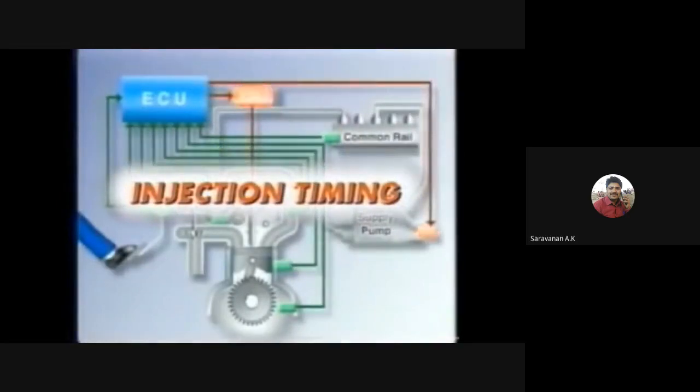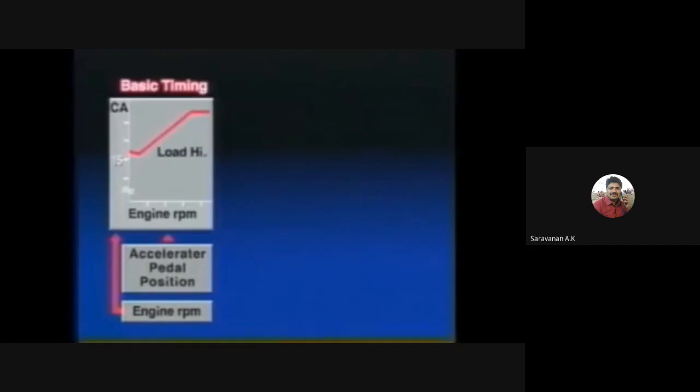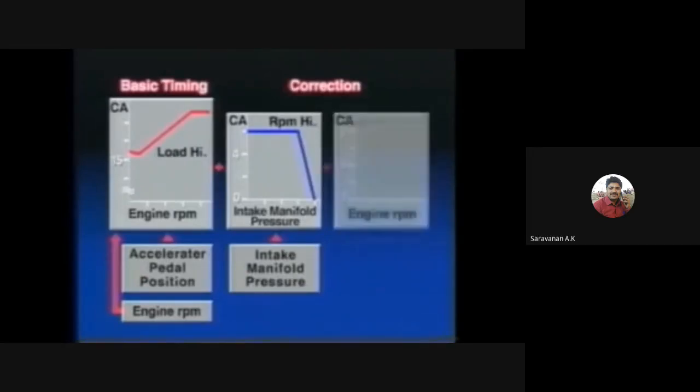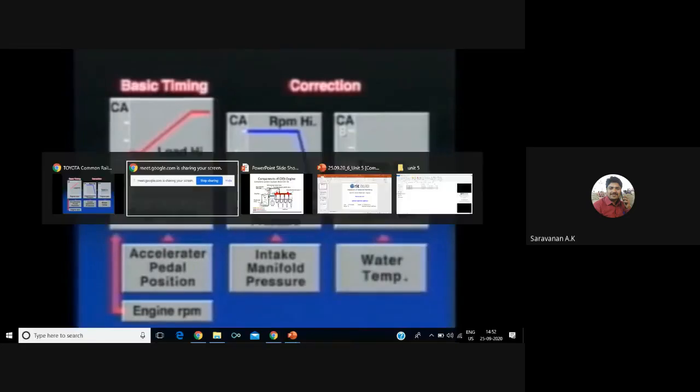Now, let's take a look at the injection timing. The injection timing is determined with the basic injection timing that is calculated based on the engine RPM signal and the accelerator pedal position signal, to which corrections are made. For the intake manifold pressure signal, and the water temperature sensor signal.